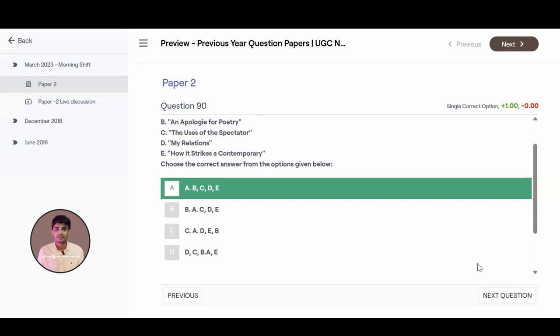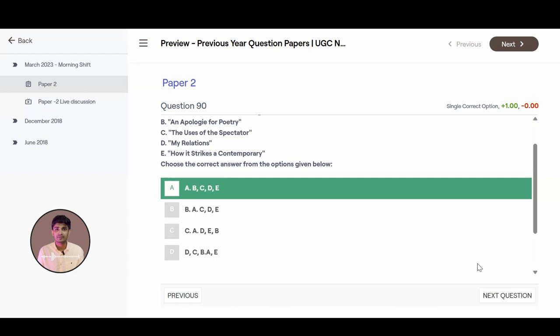And finally, My Relations. I'll give you a clue if you can guess. This is written by a writer whose sister is also a writer. He belonged to the Romantic era. He is also known by his pen name Elia. He wrote essays. Charles Lamb is the answer. My Relations is written by Charles Lamb, published in the collection Essays of Elia in 1823.